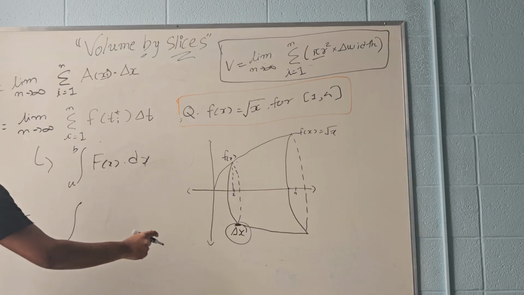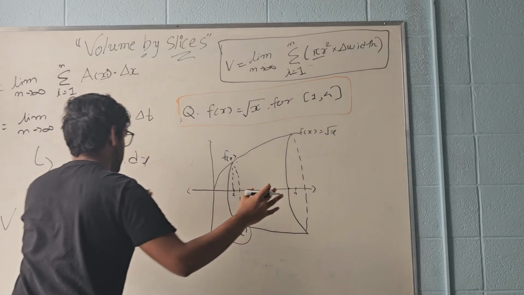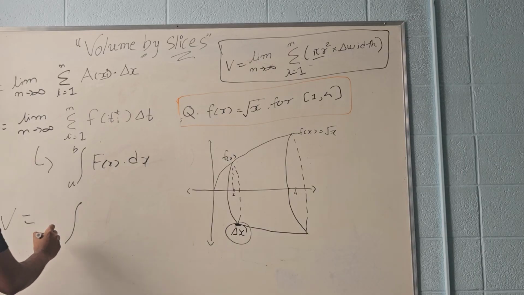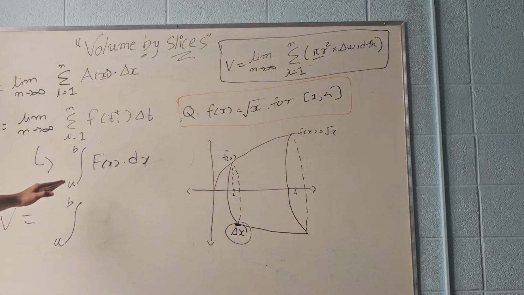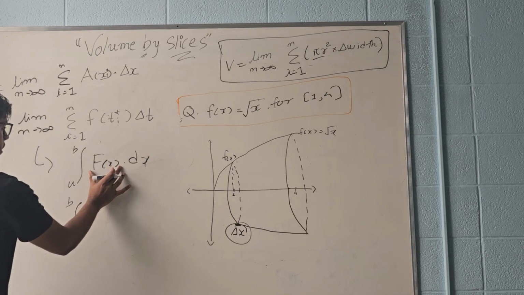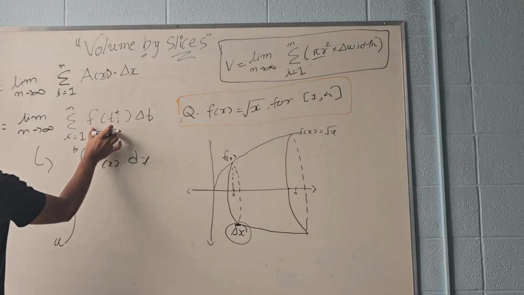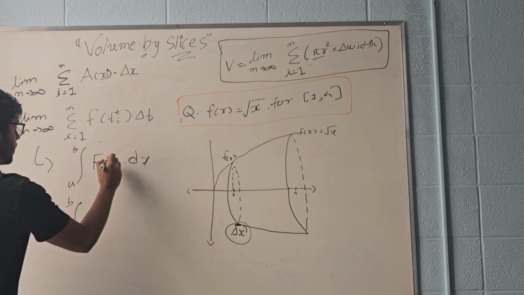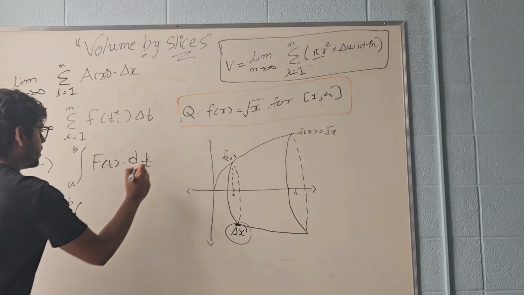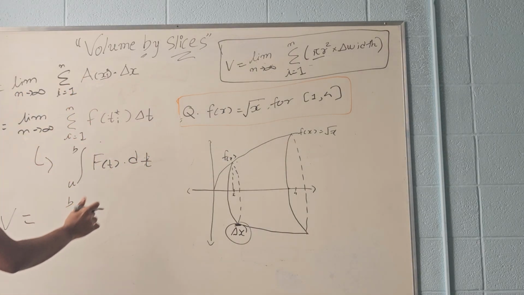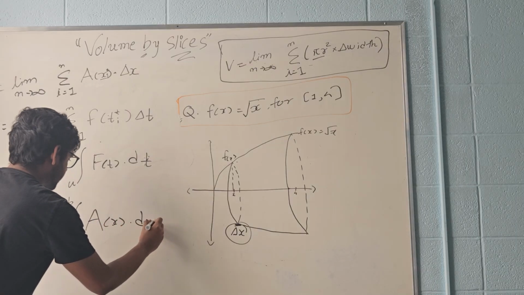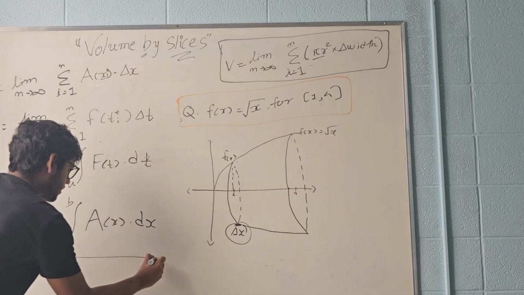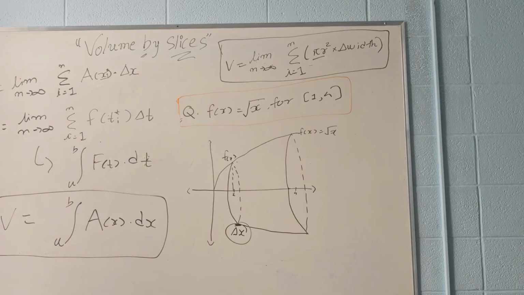So what is our range here? Our range is 1 to 4, but as a general formula, we will take it as a to b, right? Our range is from a to b, and where we had f of t here, we got A of x here, so the integral from a to b of A of x dx. This is going to be our formula.